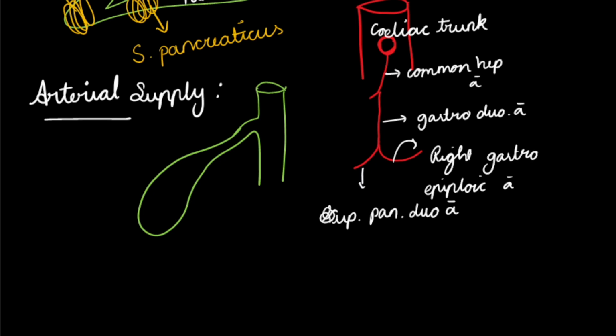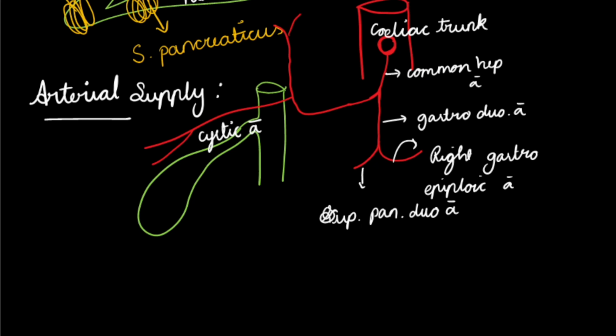As I told, the common hepatic artery is divided into proper hepatic artery and gastroduodenal artery. This proper hepatic artery runs along the free margin of lesser omentum along with the bile duct and portal vein and enters into the porta hepatis, and there it divides into right hepatic artery and left hepatic artery. On the way to the liver it gives a branch to the gallbladder, that is none other than the cystic artery.